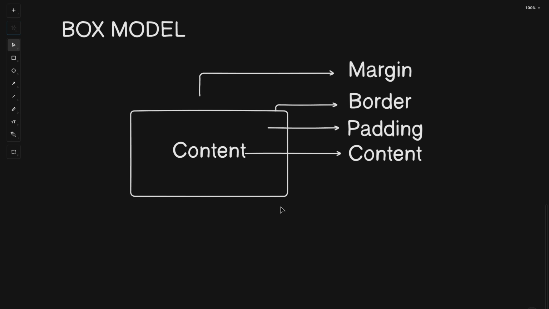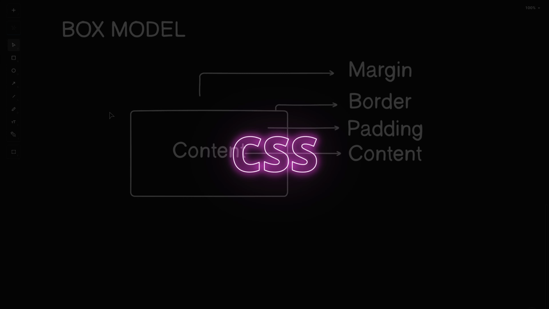You can call it a box for now. Every box has content, padding, border and margin. Content, padding, border, margin. That is it. If you remember it, you are good to go for the next thing. So how do we do all of these things? It is with CSS.